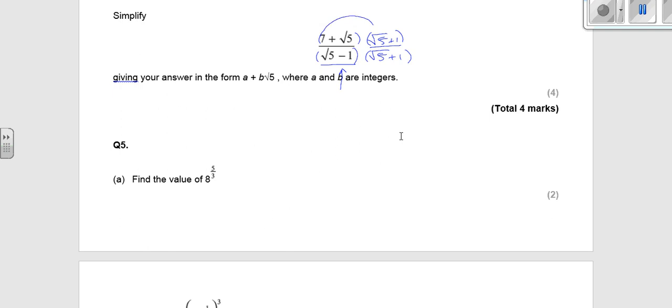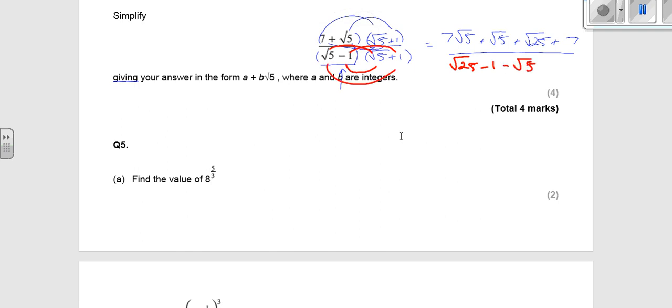So we've got 7, if you do my face on the top and the bottom, so 7 times root 5 equals 7 root 5. Root 5 times 1 is going to be plus root 5. Then we've got the nose, which is root 5 times root 5, which is square root of 25. Then 7 times 1, which is plus 7. Then on the bottom, if we do the same thing, root 5 times root 5 is root 25. Minus 1 times 1, which is minus 1. Minus 1 times root 5, which is minus root 5. Root 5 times 1, which is plus root 5.